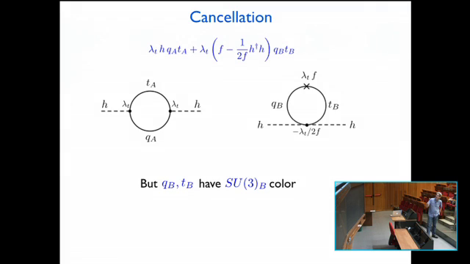And this cancellation, the symmetry is just coming from this fact here, the fact that the Z2 symmetry imposes that the lambda A and lambda B are the same. And so this cancels the quadratic divergence to the Higgs mass, but the top partner, the B tops, are not carrying SU(3)_A color. They're carrying SU(3)_B color. So this is a colorless top partner solving the hierarchy problem for you.